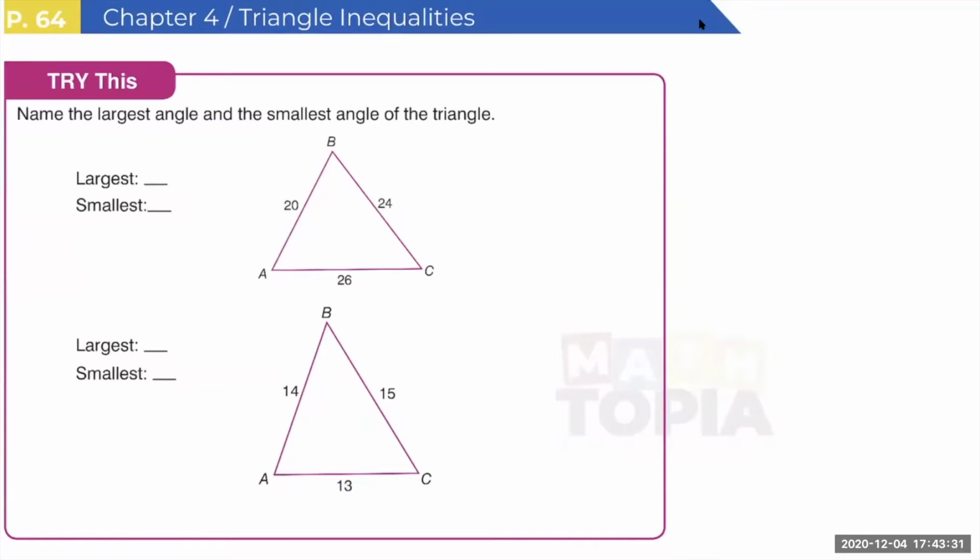This is chapter 4, side problems. Chapter 4 covers triangle inequalities. Now, page 64, side problem, try this.